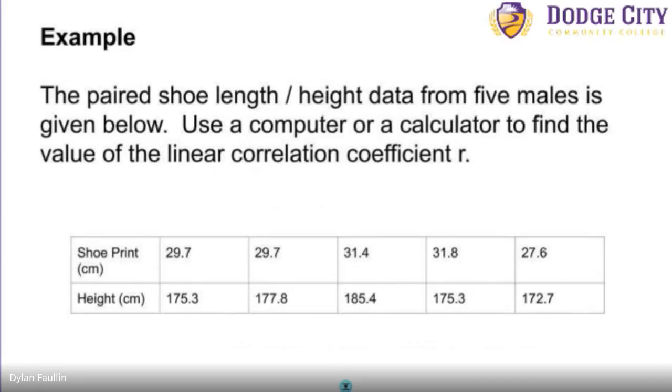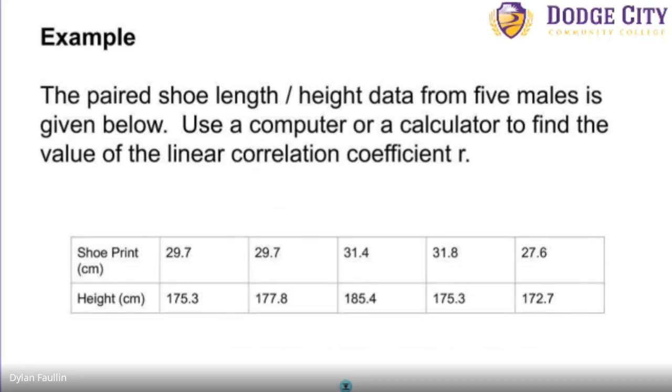So what we have here is paired data for shoe length and height from 5 males given in this table. So again, they're paired. These are for the same person. The first person, their shoe print is 29.7 centimeters, and they are 175.3 centimeters tall. The second person, also 29.7 centimeters for the shoe print, but that person is 177.8 centimeters tall. Again, same person. So there's 5 people here. It's a pretty small data set. Thankfully, it's less work for us to do the calculations.